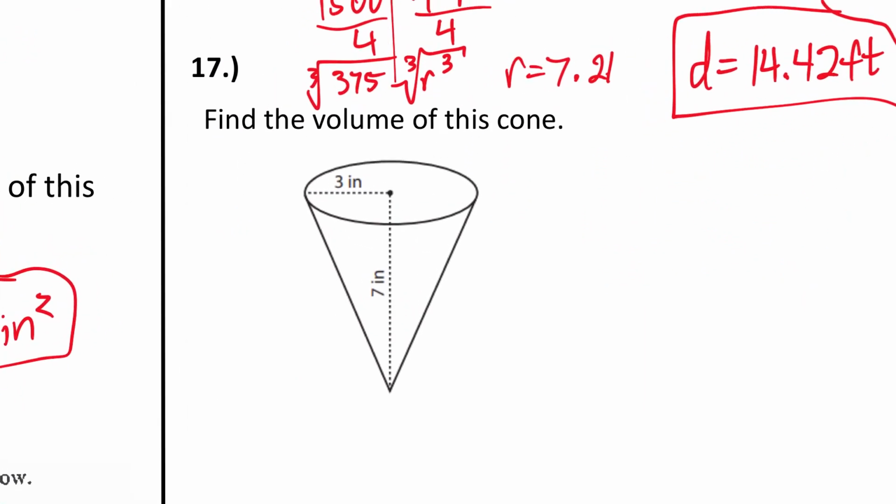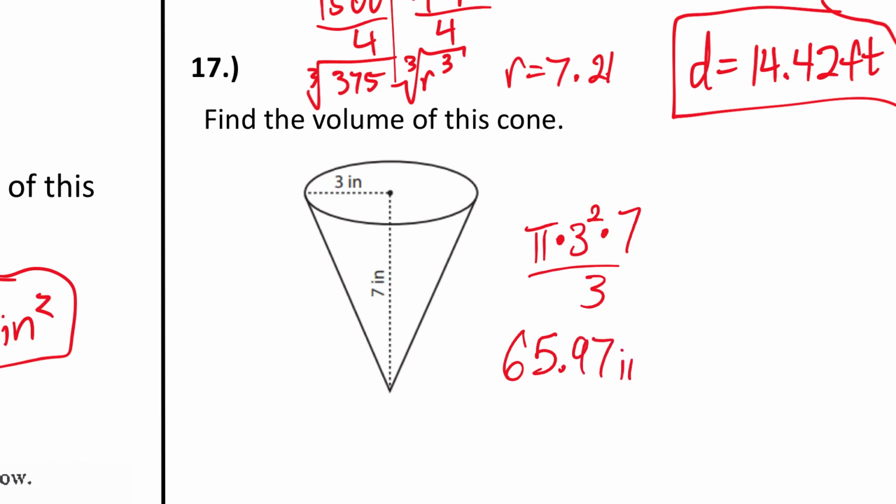And then the volume of this cone is pi r squared times h divided by 3, which is 65.97 cubic inches.